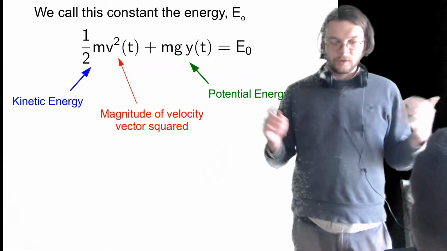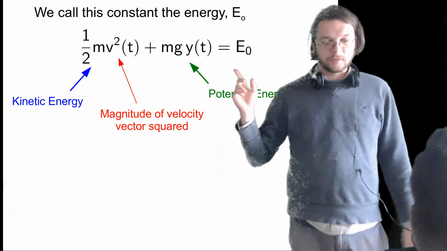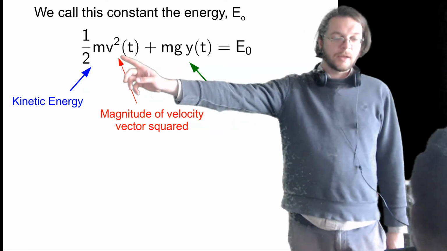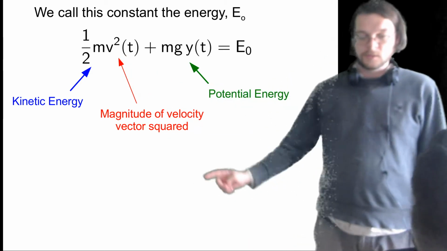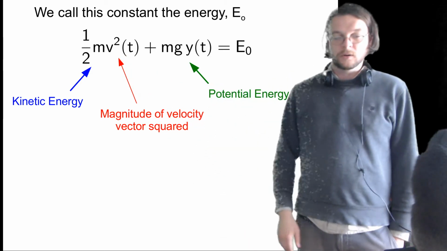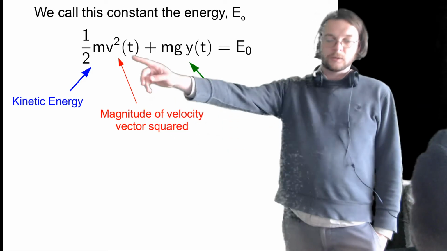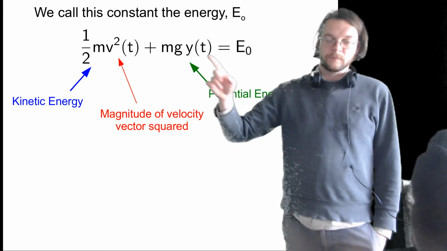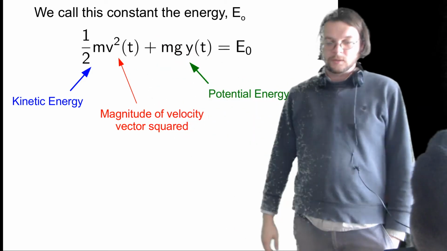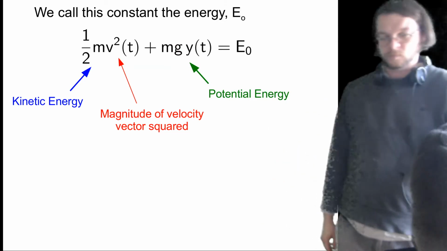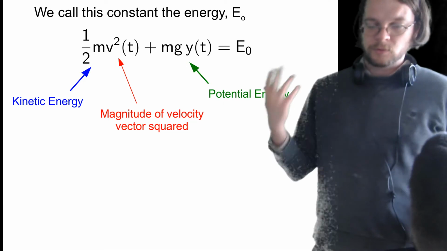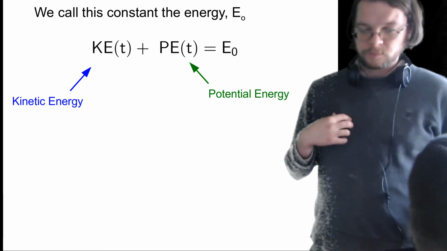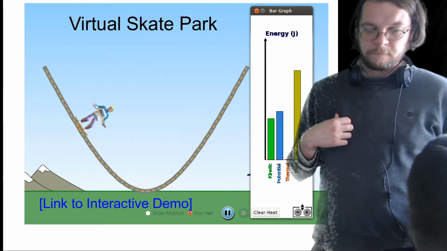All right, so we are going to call this constant the energy. As many of you probably already guessed, we're going to call it the energy, but that's what it is. We're going to call this term the kinetic energy. This v squared thing technically is the magnitude of the velocity vector squared, so technically that's also the speed squared. This term, the mgy, is the potential energy term. And so the kinetic energy plus the potential energy adds up to the total energy, like that.